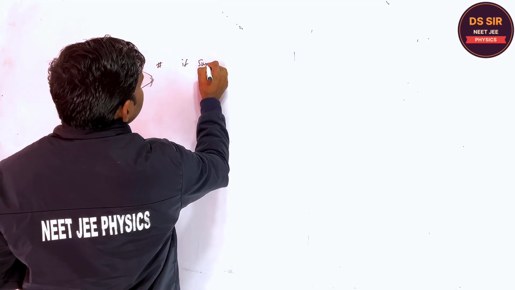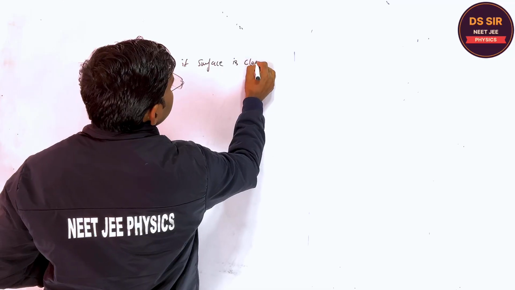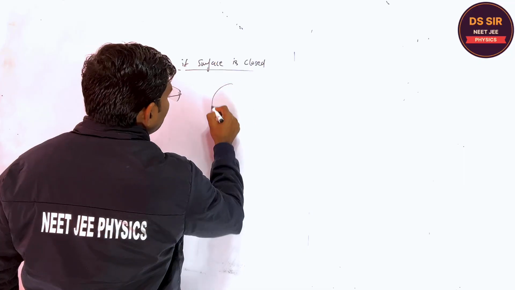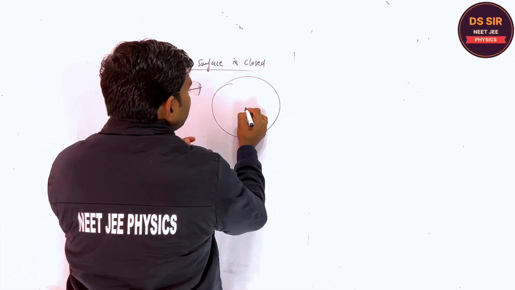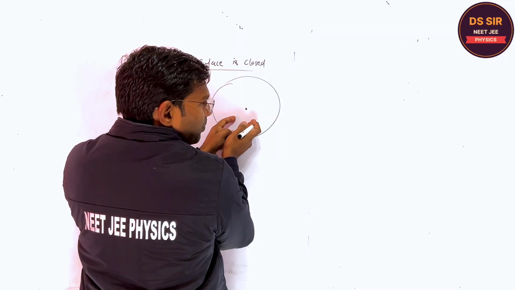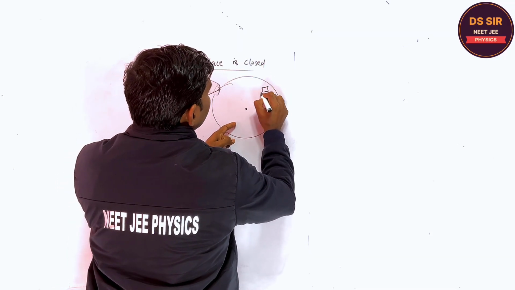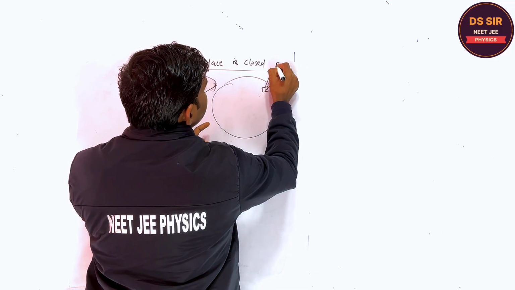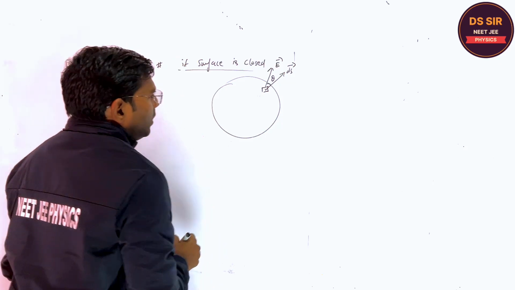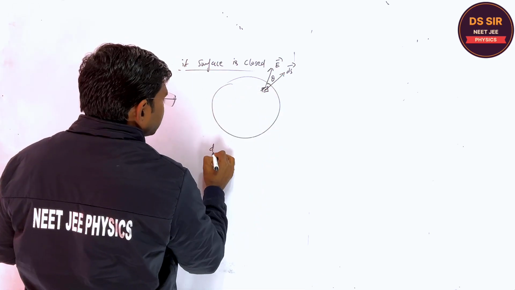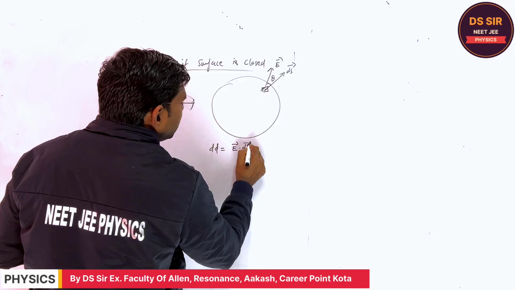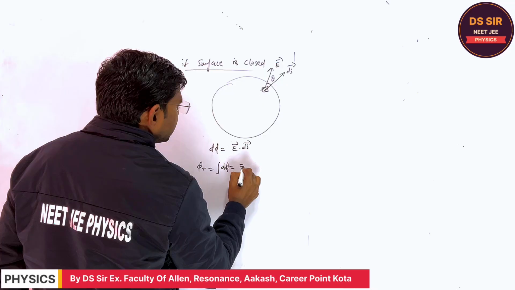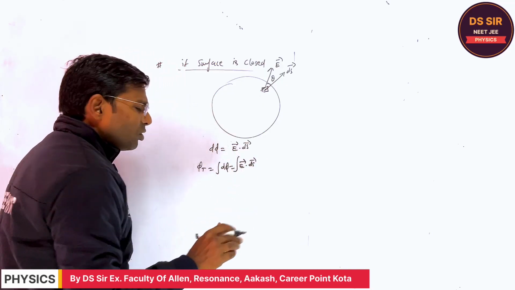Now listen one thing. If the surface is closed, the flux is linked with a closed surface. Suppose this is the closed surface, this is a spherical shell. If you consider some charge placed inside this spherical shell, and this is the ds vector, and suppose the electric field vector is like this, with this angle theta. So what is the elemental flux? d phi is equal to E dot ds. Is it clear or not? How to find the total flux? By integrating this E dot ds. Is it clear or not?